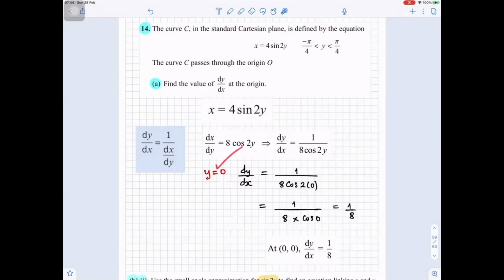So when y is equals to 0, so dy over dx, you substitute y is 0. 1 over 8 times cos 0 is 1 over 8. So at 0, 0, dy over dx is 1 over 8.